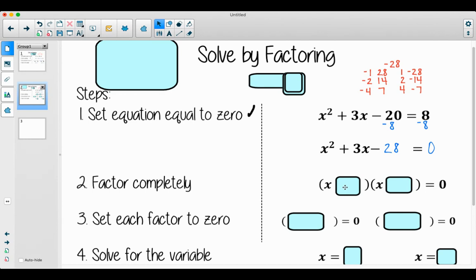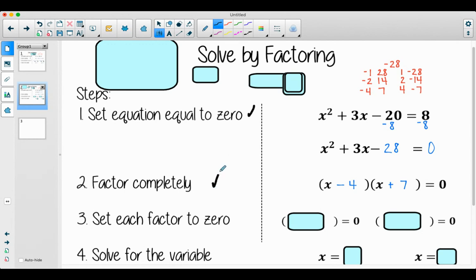So I can rewrite x squared plus 3x minus 28 as x minus 4 and x plus 7. So when you're going along doing your Desmos activities, you're filling in right on that Desmos screen where those blanks are. So now step 2 is complete.